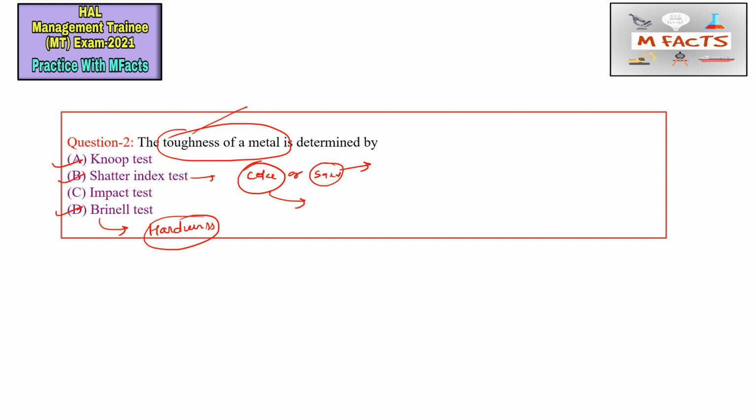So option B is also not correct, A is incorrect, and D is incorrect. So the answer is option C. The impact test is basically used for the determination of the toughness of the metal. Sometimes, if you don't know the correct answer, you can eliminate the options, and by eliminating those options you may reach the correct answer. So for this question, C is correct.